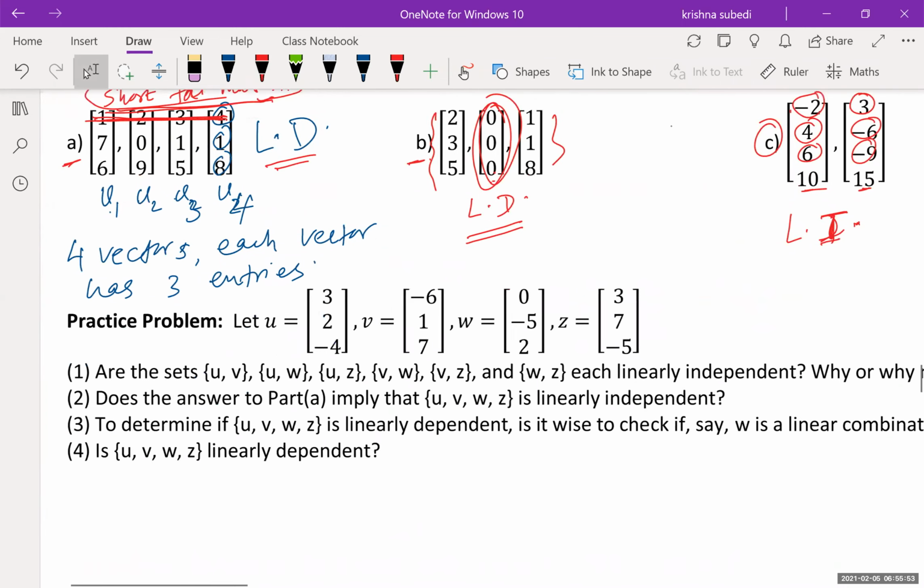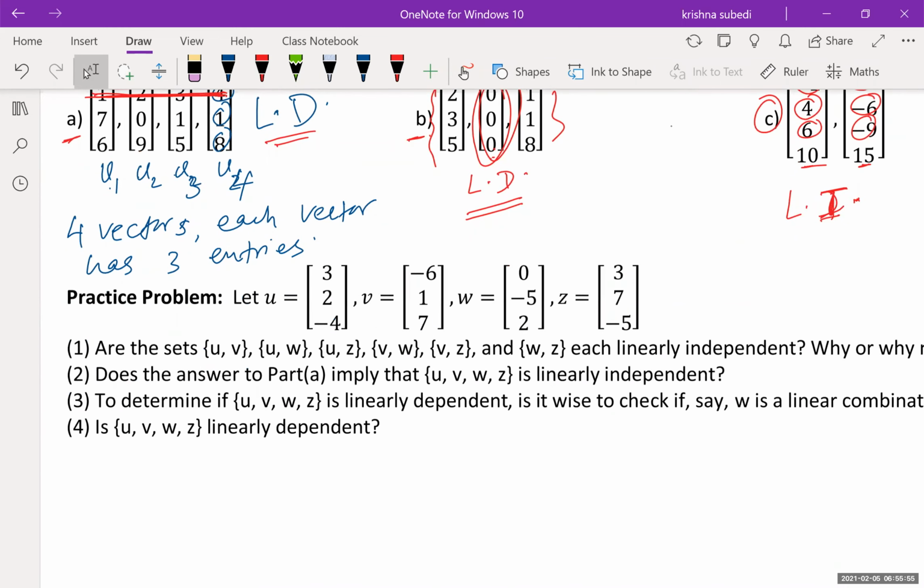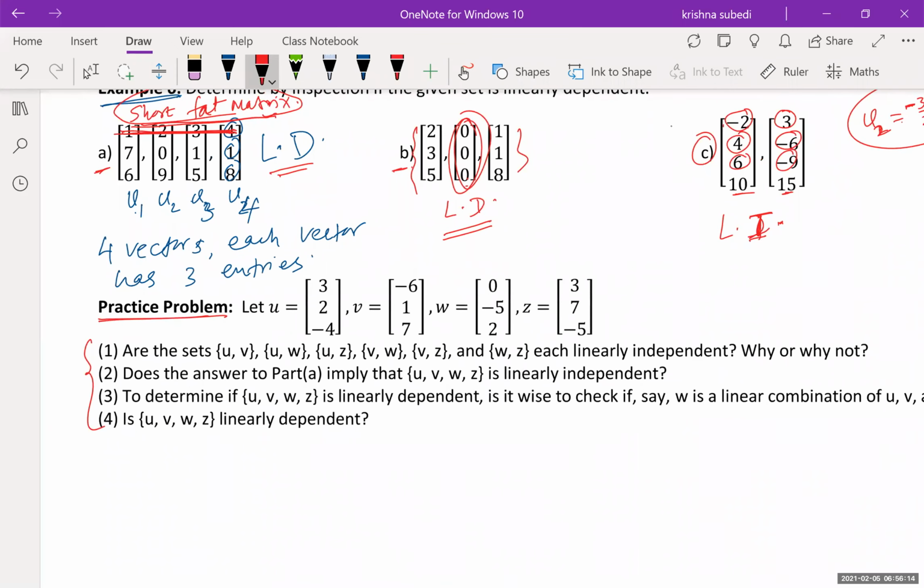So we are almost done with this section. And here is one practice problem. I would like you to look at this and think about what the possible answers are for all of these, 1, 2, 3, 4, yourself. If you need any help, then we'll discuss that later. Try this on your own, okay?